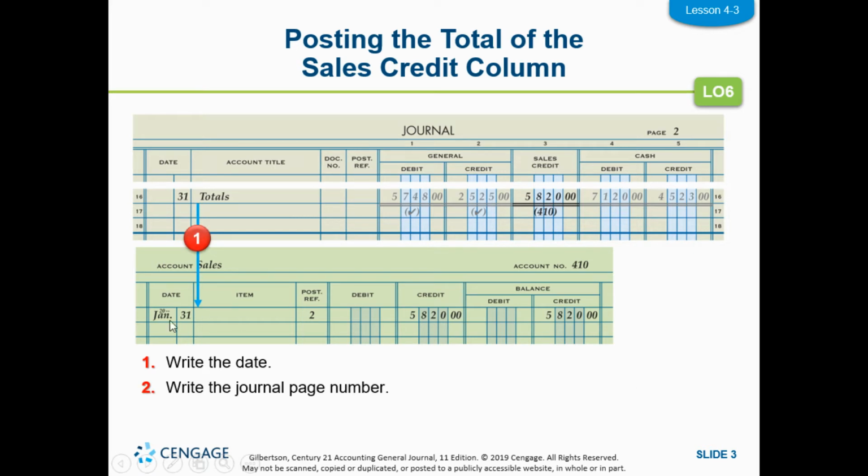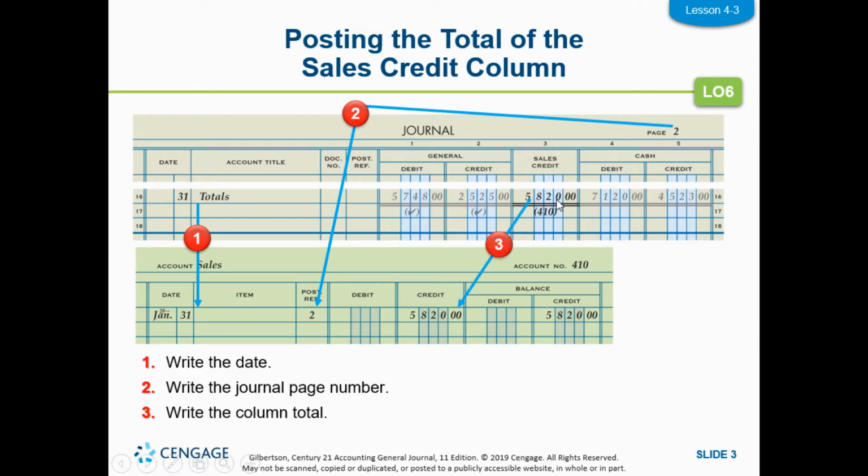In our ledger area, January 31, the last date that we're posting this. Step 2, write the journal page number from our multi-column journal down to our post reference in our ledger, page 2. We always should be able to cross-reference or go back and forth. Step 3, write the column total. Our column total is 5820 sales credit. We're going to put that in the credit column in our ledger.